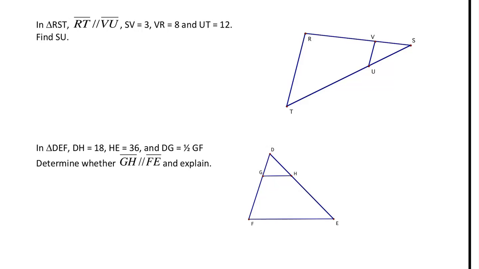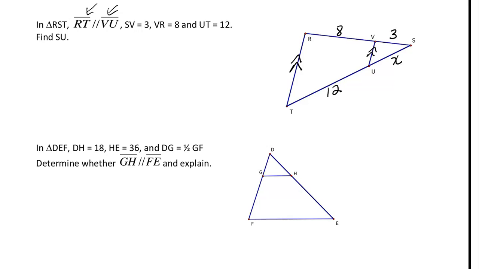And let's use this theorem and its converse to answer some questions. In this triangle, we're told RT is parallel to VU. So we should mark the diagram. SV is 3. VR is 8. UT is 12. Find SU. I'll call that X.